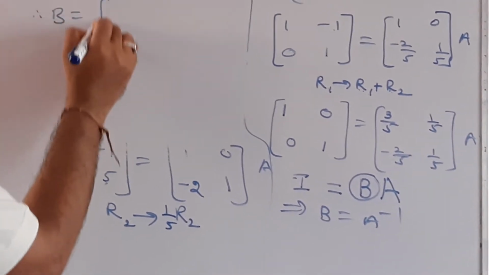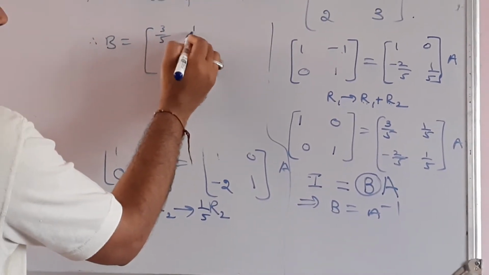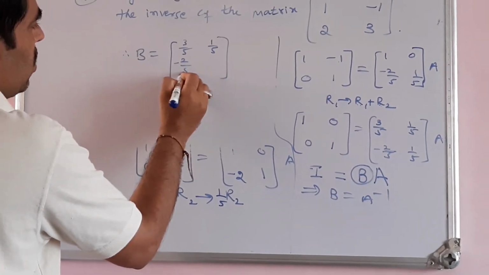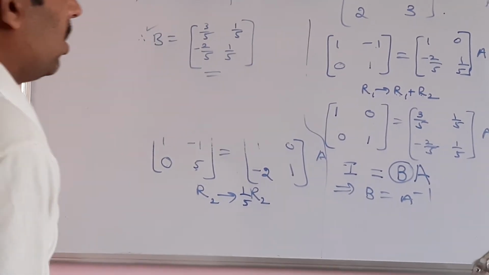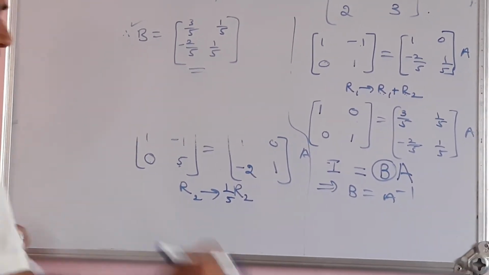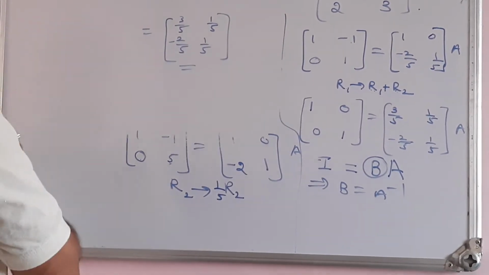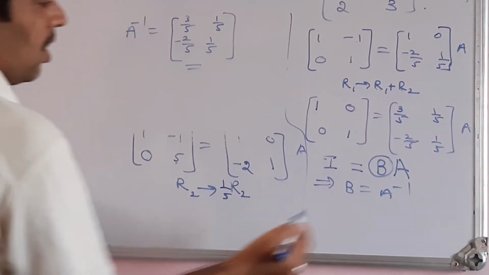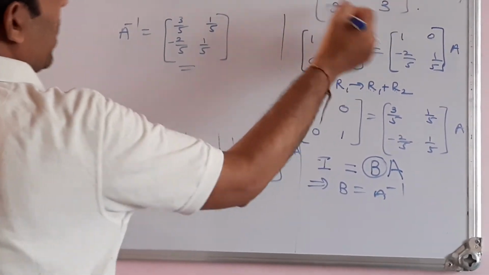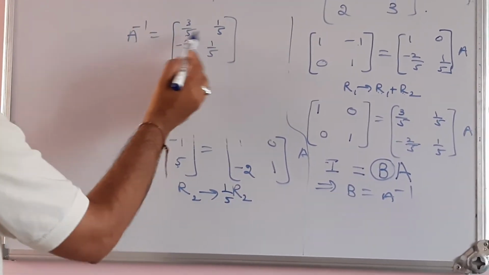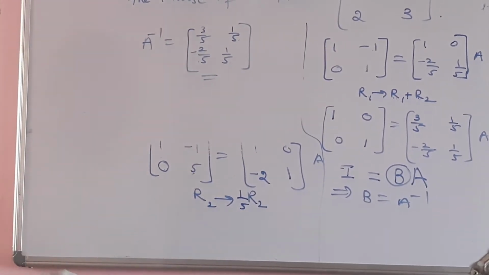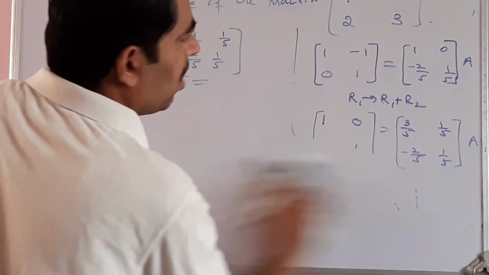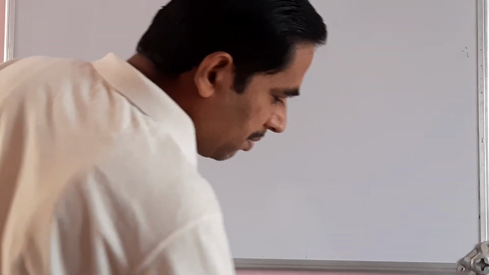Therefore, B is equal to 3 by 5, 1 by 5, minus 2 by 5, 1 by 5. So this is the inverse of the matrix. So we can write this as A inverse. So inverse of the given matrix, this is the matrix given. So A inverse is equal to 3 by 5, 1 by 5, minus 2 by 5, 1 by 5. So in this way we can continue the problem. This is the second question I have worked out in part C.